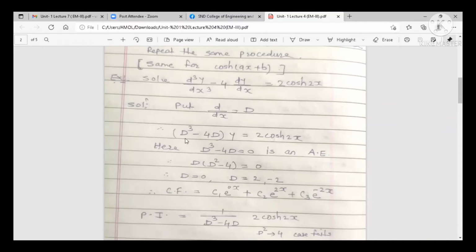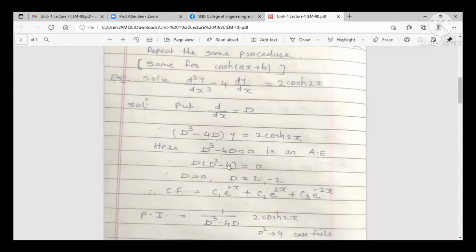Here the auxiliary equation is D cube minus 4D equal to 0, because this is the reduced form of phi of D into y equal to a function of x. So the auxiliary equation is D cube minus 4D equal to 0. It is a cubic polynomial. Here we can take D common, so the remaining term is D square minus 4 equal to 0. So we have D equal to 0 or D square minus 4 equal to 0. Let us find the factors of this quadratic equation D square minus 4 equal to 0. This equation is in the form of a square minus b square.